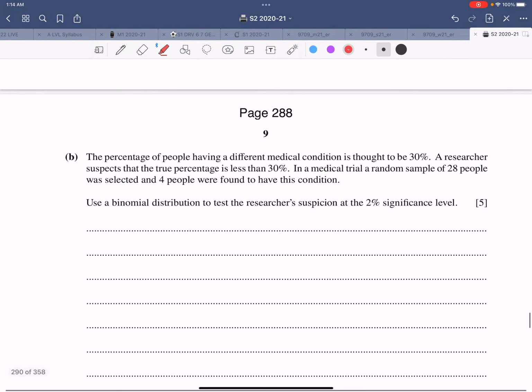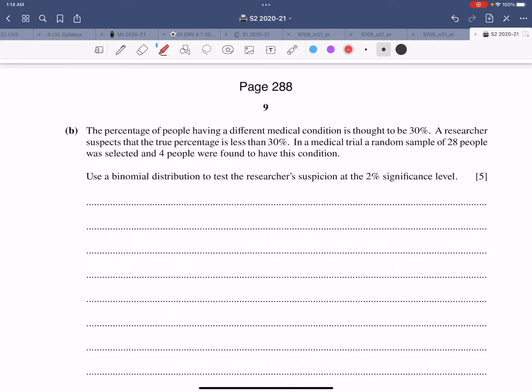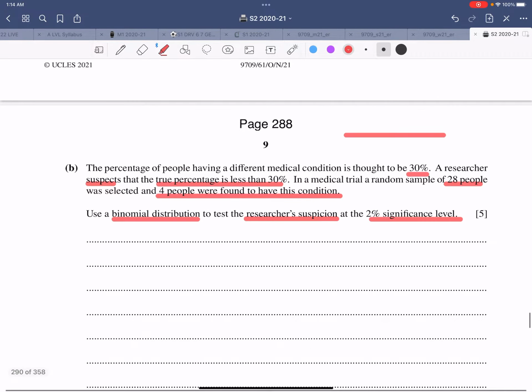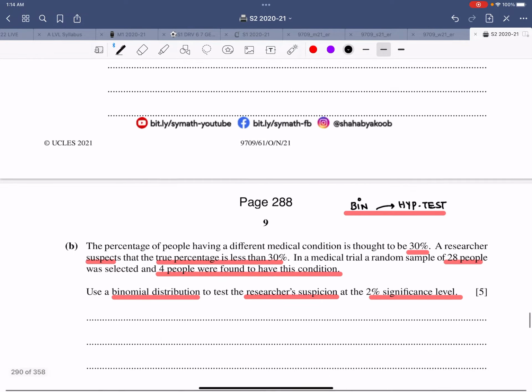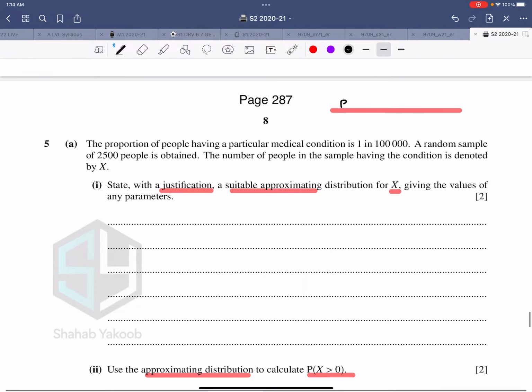Let me read further. The percentage of people having a different medical condition is thought to be 30%. A researcher suspects that the true percentage is less than 30. So this is suspects, this is hypothesis. In a medical trial, a random sample of 25 people was selected. 4 people were found to have this condition. Use a binomial distribution. Test the researcher's suspicion at the 2% significance level. So now this part of the question is binomial and it's a hypothesis test. And the first part, it's binomial, but it's going to be converted into most probably a Poisson distribution question.